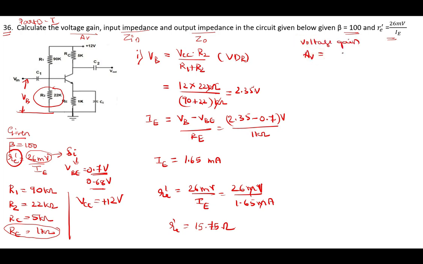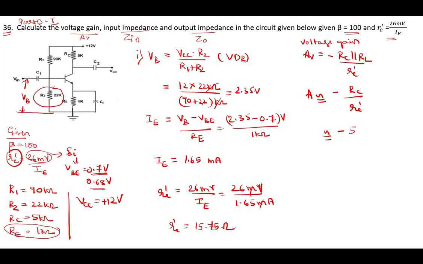This is given by the formula A = -RC parallel RL by RE dash. RL is the load resistance. This is absent here, it is not given. Hence I can rewrite this formula as A is approximately equal to -RC by RE dash. Why that minus sign, I will explain later. We will just calculate the answer first.